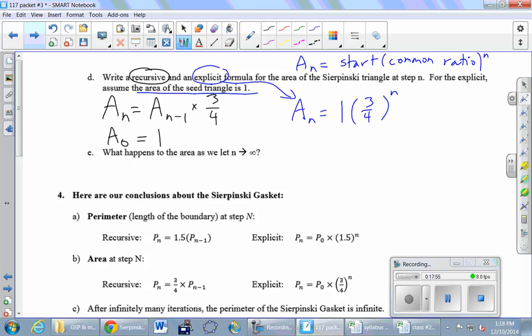So what do we approach long term? Closer and closer to what? 0. Yeah, 3/4 times 3/4 times 3/4 keeps getting smaller, smaller, smaller. You have less and less and less. And in the long run, the perimeter, sorry, the area approaches 0.